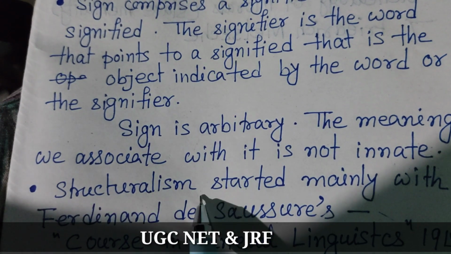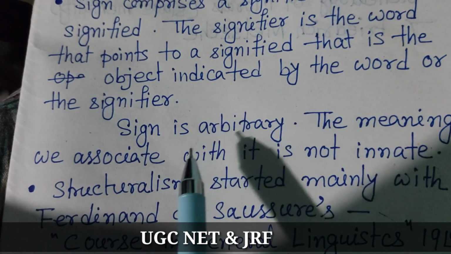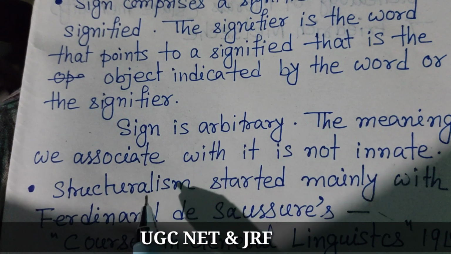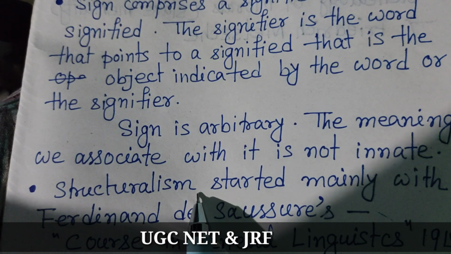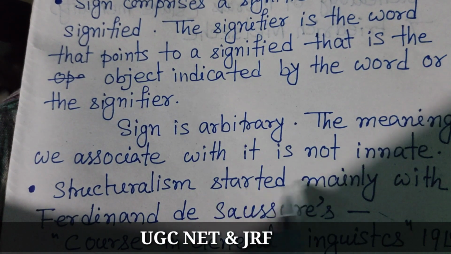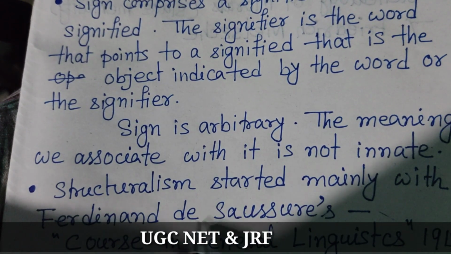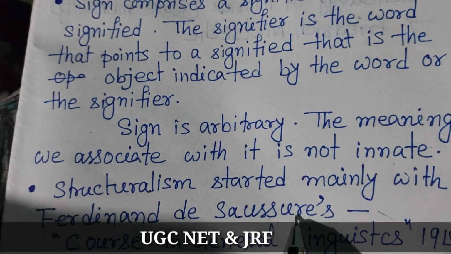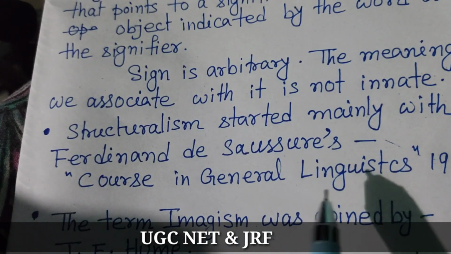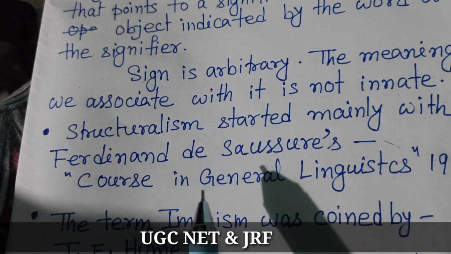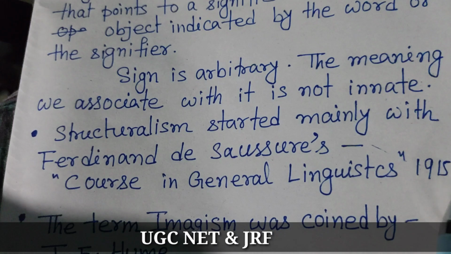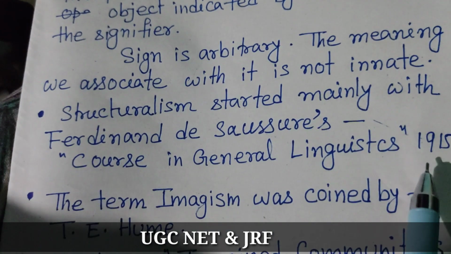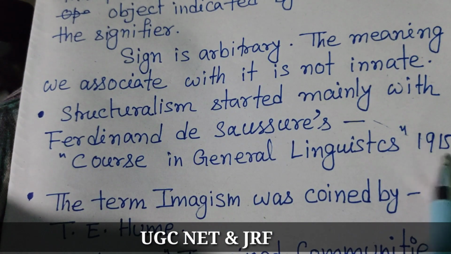So structuralism, the sign and signifier, these are all concepts of structuralism. So we need to understand how structuralism came into existence. Structuralism started mainly with Ferdinand de Saussure, and he wrote Course in General Linguistics. When did he write that? 1915. These are all important dates, important years, rather to say.